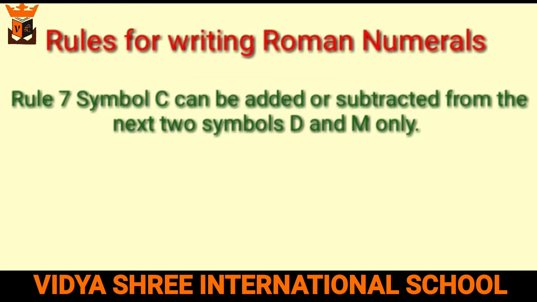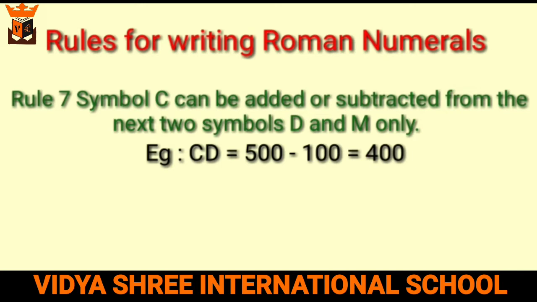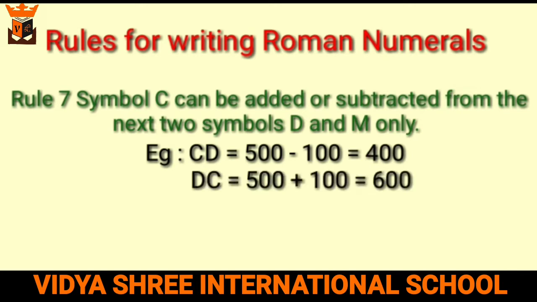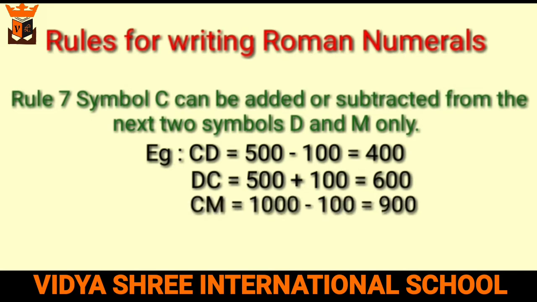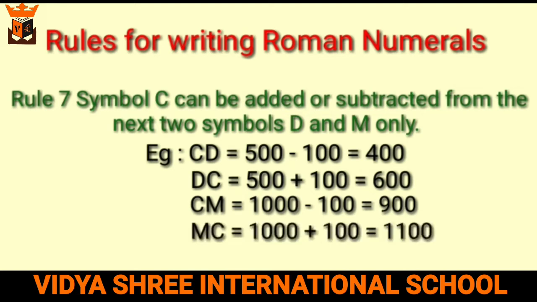Rule number 7. The symbol C can be added or subtracted from the next two symbols D and M only. For example, CD can be written as 500 minus 100, which is equal to 400. DC can be written as 500 plus 100, which is equal to 600. CM can be written as 1000 minus 100, which is equal to 900. MC can be written as 1000 plus 100, which is equal to 1100.